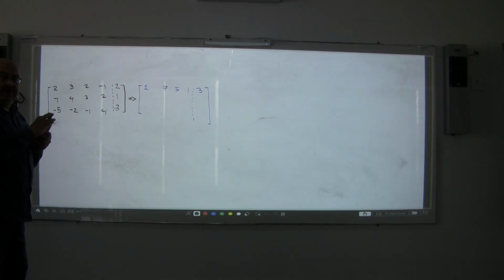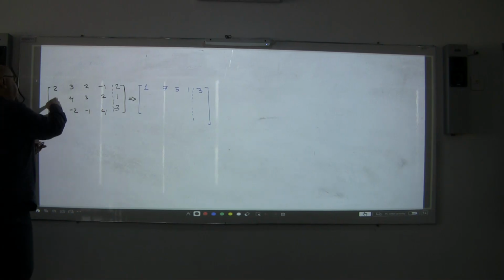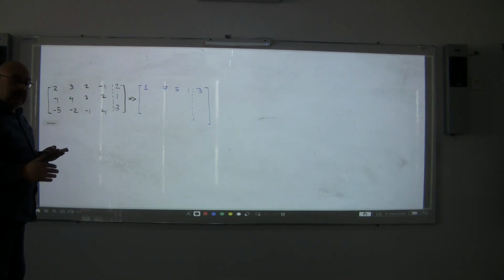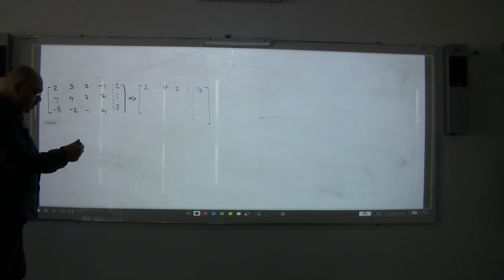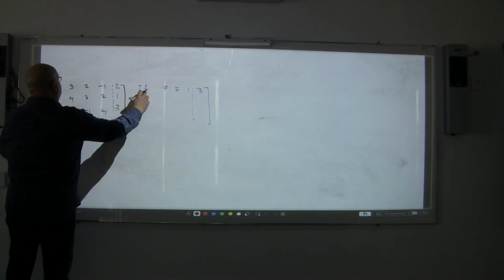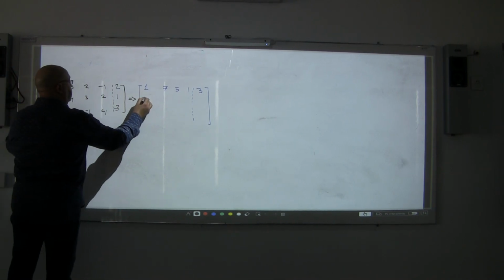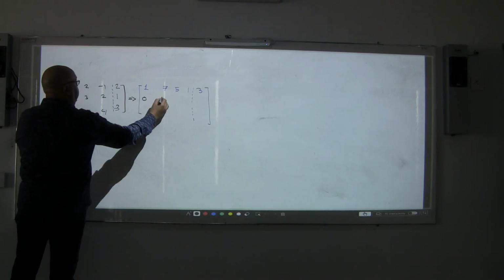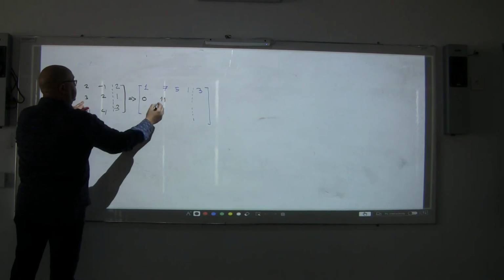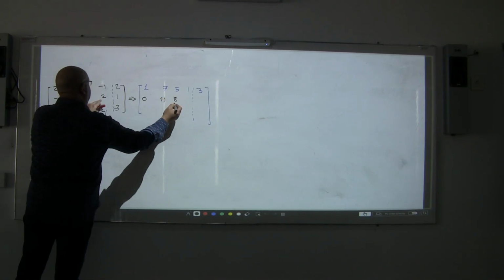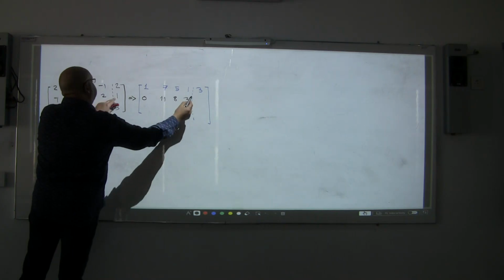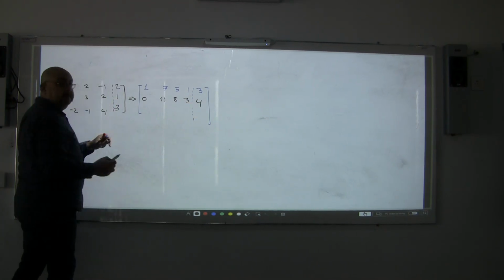Then I will use this pivot to force these two numbers to be zeros. So it's really very simple. All I have to do is to add 1 plus negative 1 is gonna be 0. 7 plus 4 is gonna be 11. 5 plus 3 is gonna be 8. 1 plus 2 is gonna be 3. 3 plus 1 is gonna be 4.